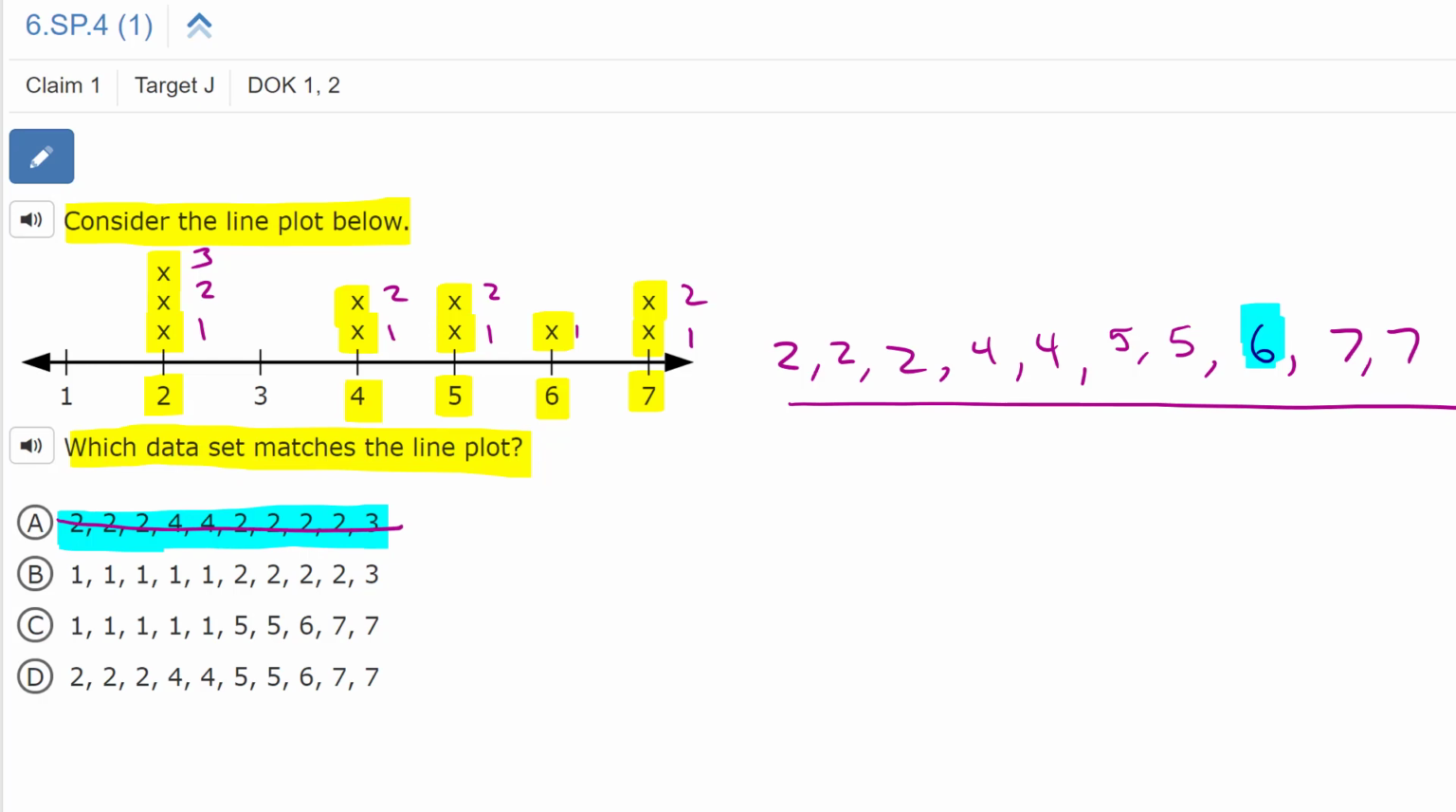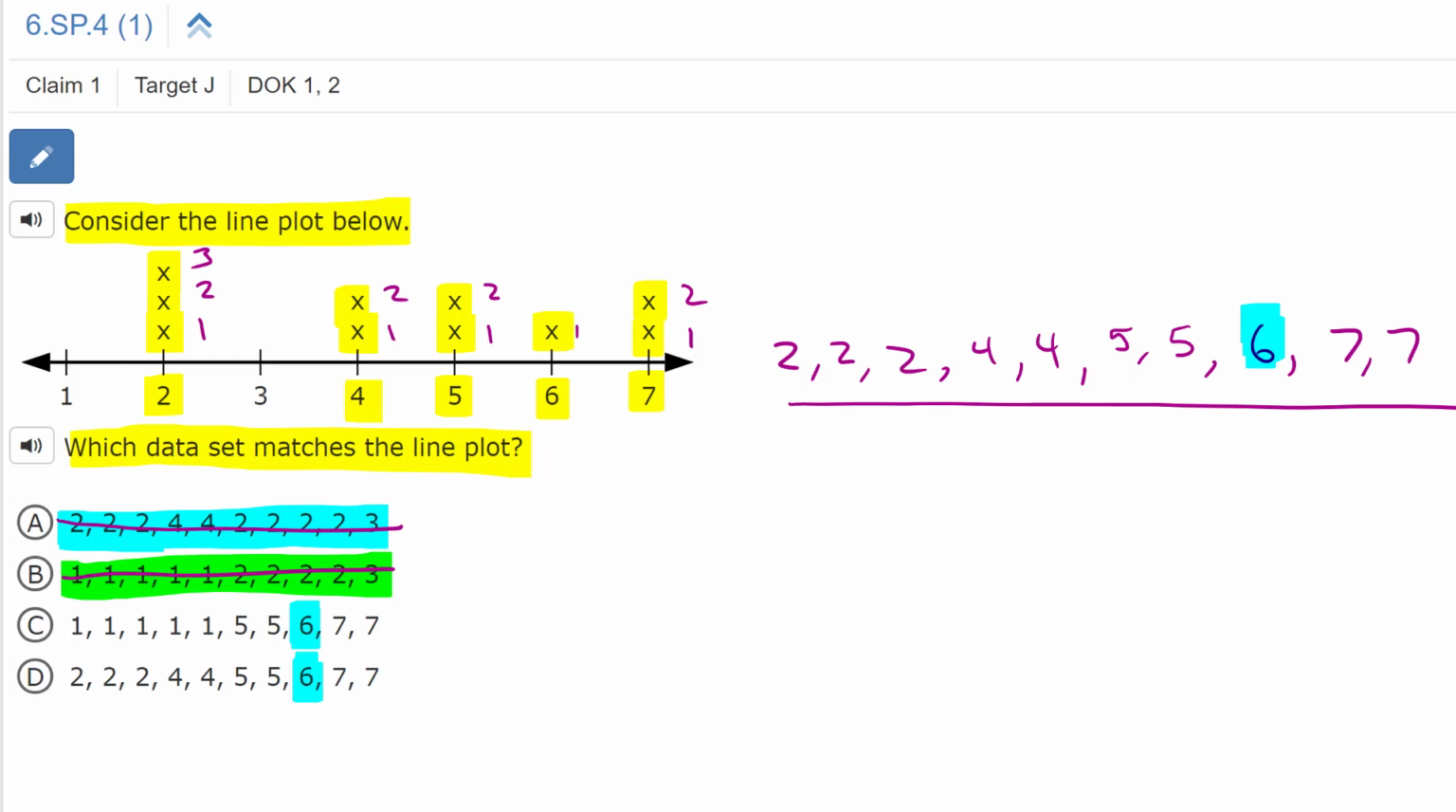Let's look at B. Looking at B, are there any 6s here? No, there are no 6s. So for B, the data set does not match the line plot. Now let's look at C. For C, is there a 6? Yes, there's a 6. And for D, is there a 6? Yes, there's a 6.